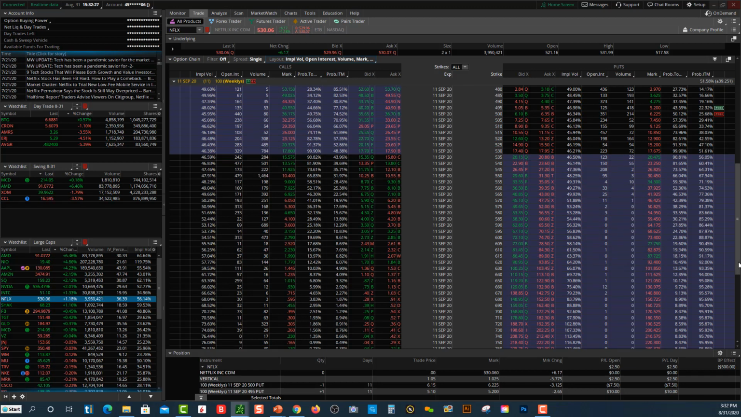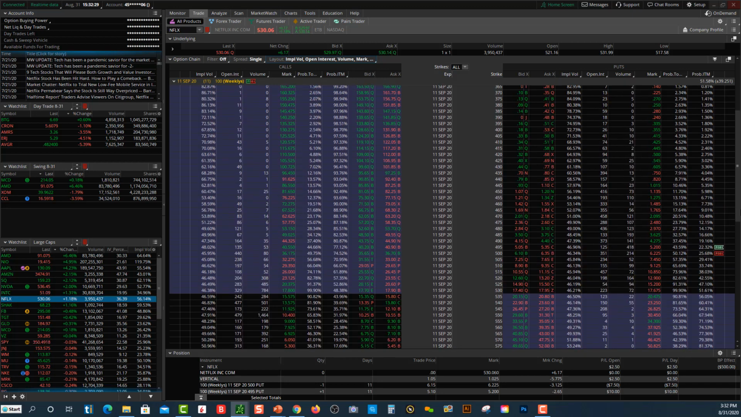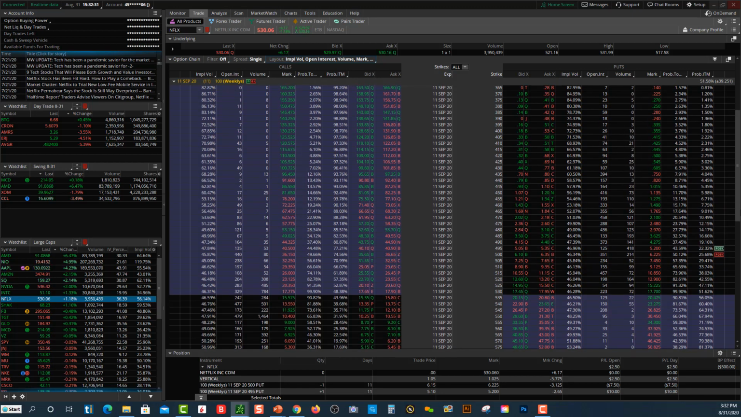So then when you start doing things like credit spreads, if you're being an options seller, you would look more at these levels right here, because with probability of in the money, as an option seller doing credit spreads, you want the option to expire out of the money.